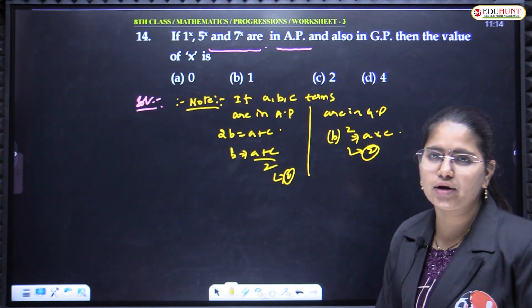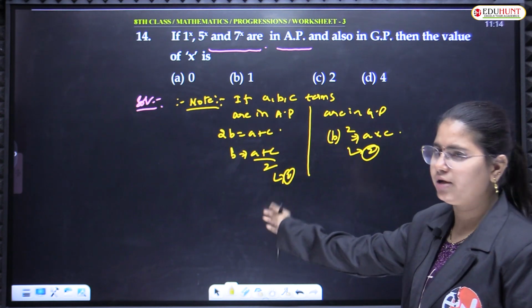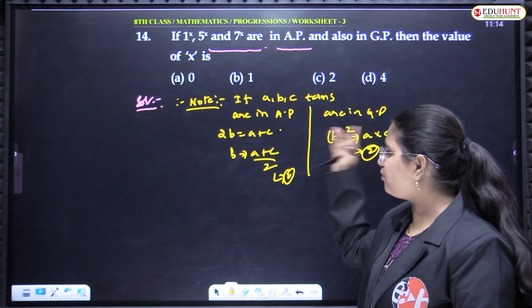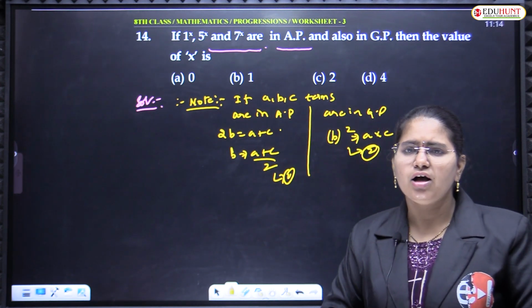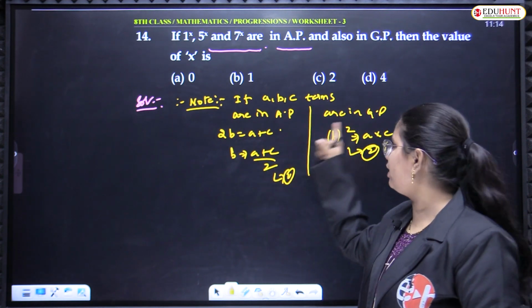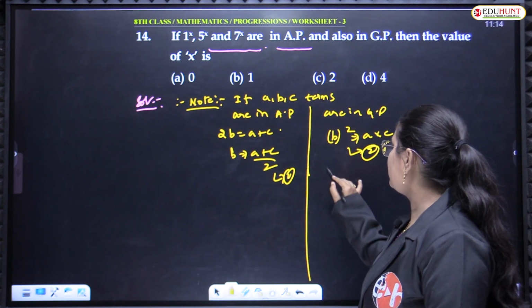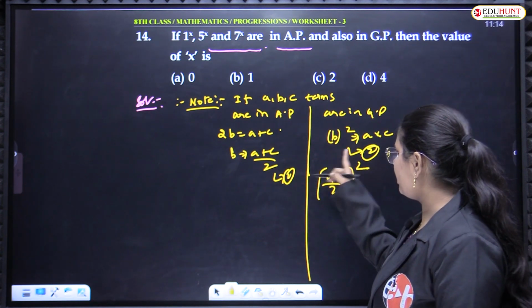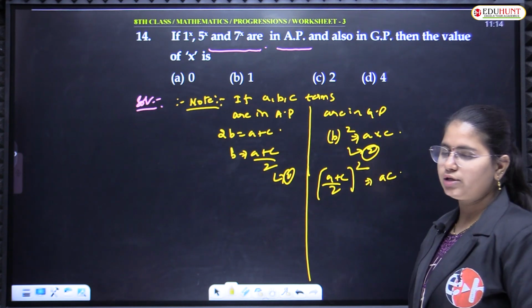From 1 and 2, what are you going to observe? The terms are in AP as well as in GP, so to relate them, I'll substitute the value of B in the second equation. So what I am going to get here: ((A plus C) by 2) whole square is equal to AC.